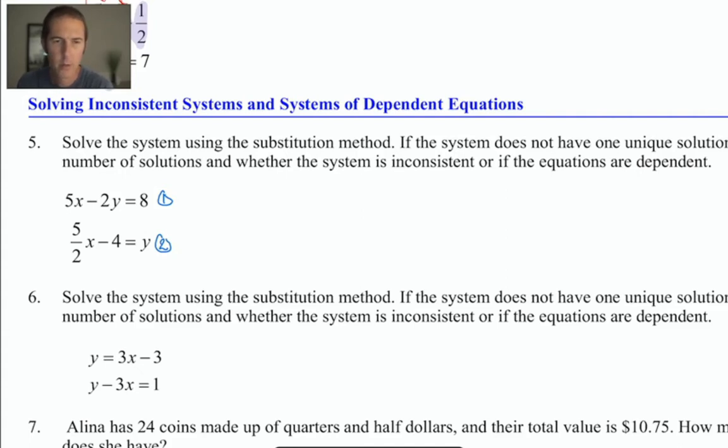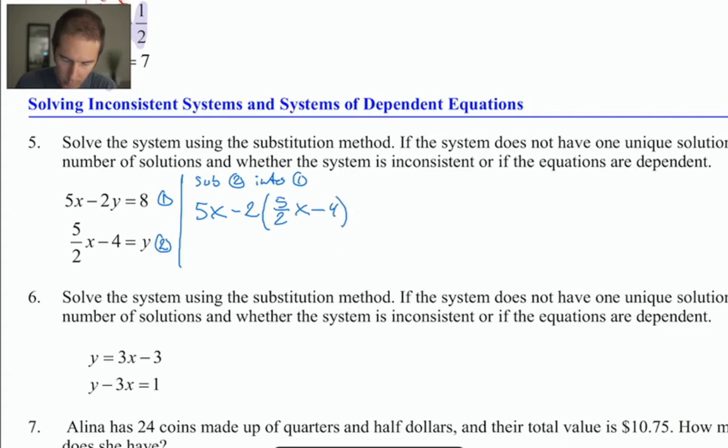And let's see, it doesn't really look great for, oh, it does look good for substitution. Equation number 2 doesn't say y equals, it says equals y. So we can immediately take that equation and plug it into equation number 1. Let's do that. Substitute 2 into 1. So that gives us 5x minus 2 times our new y value, which is 5/2 x minus 4. And that's still equal to 8, and that was equation 1 with our new y value substituted into it.